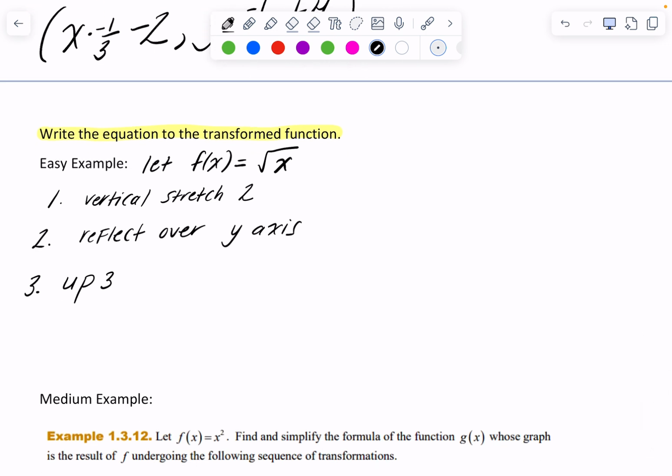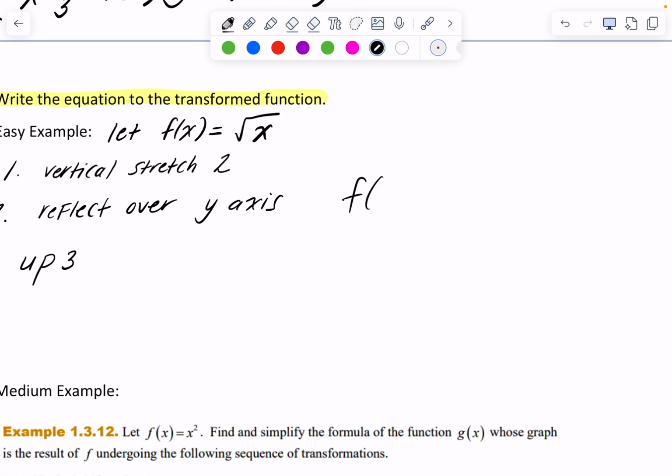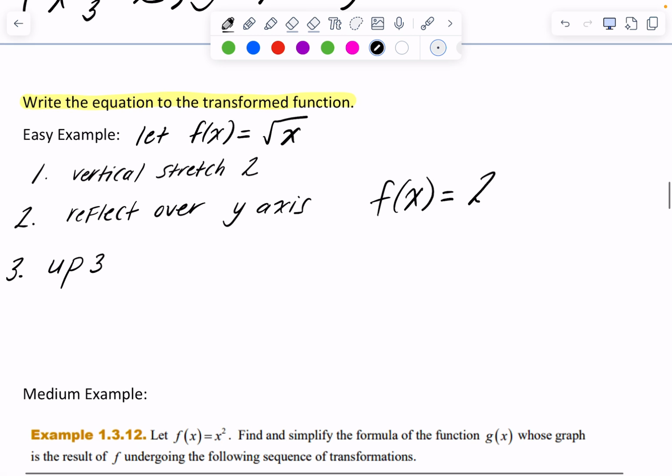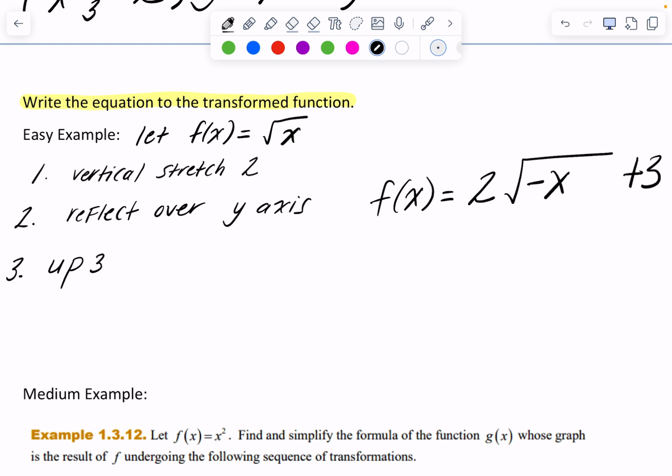It says, write the equation. Let's do it. It said, okay, let this be your parent function. So this time they did a square root one. Cool. So you would say, okay, stretch of 2, and it said vertical, so we know that goes on the outside. Square root, reflect over the y-axis. Doesn't the negative then go inside with x? So that'd be negative x. And then up 3, shifts up and down are added on the outside. So make sure you don't have it look like that plus 3 is under your radical, because that's different.